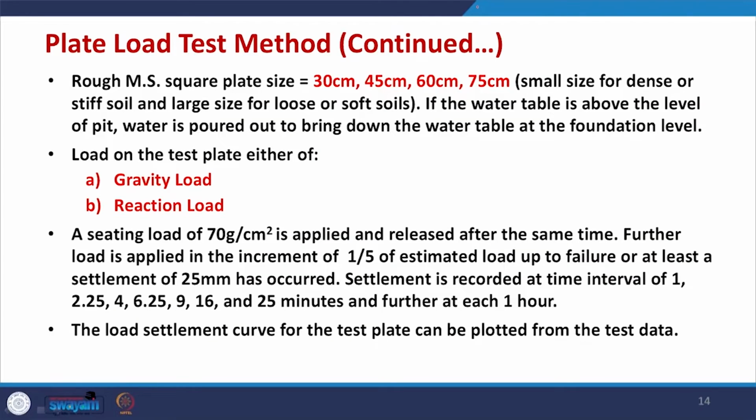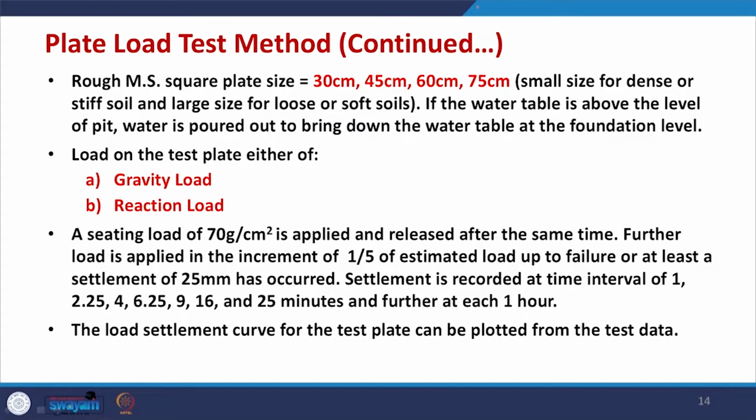Load can be applied by using two mechanisms. One is called gravity load, another is called reaction load. In these, a seating load of 70 kilogram force per centimeter square is applied, and once this load is applied, it is released after some time.